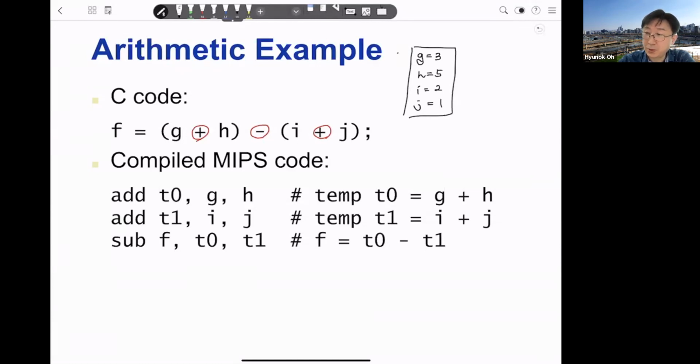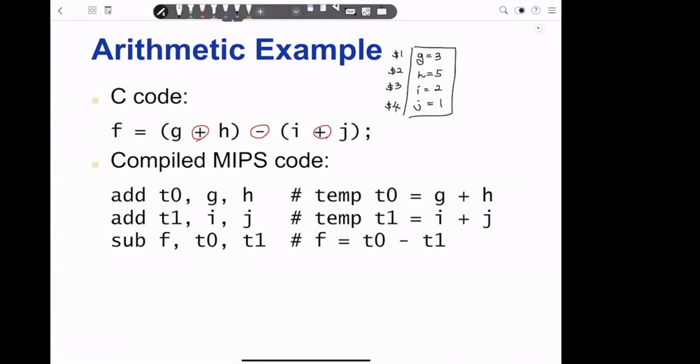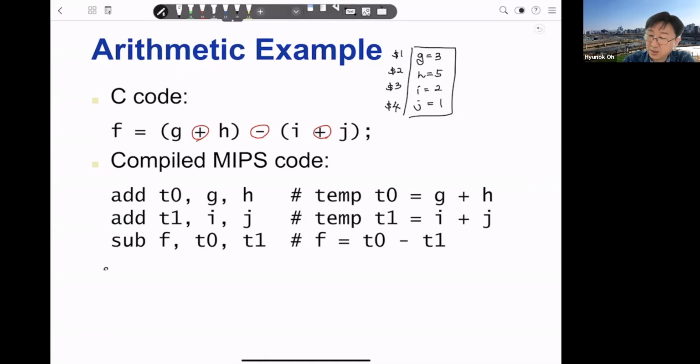So for each variable, we have to assign the register number first. Then register 1, we have to assign the constant 3. To do that, we have to use the addi instruction. $0 will be 0. $2 will be 5. $3 will be 2. $4 will be 1. And then the first one, G plus H, which means $1 and $2 should be added.